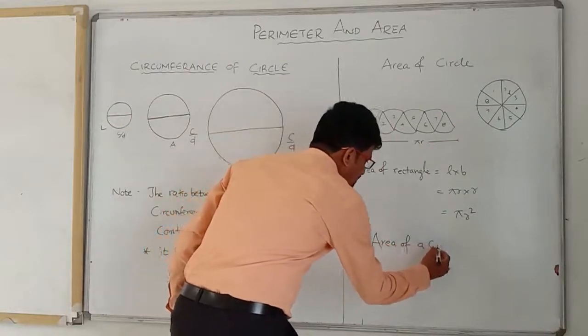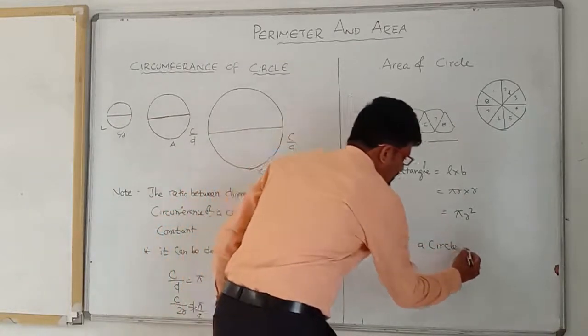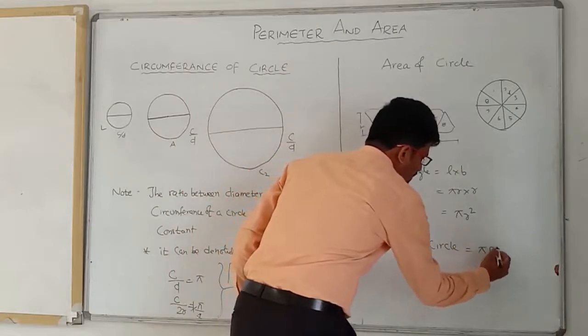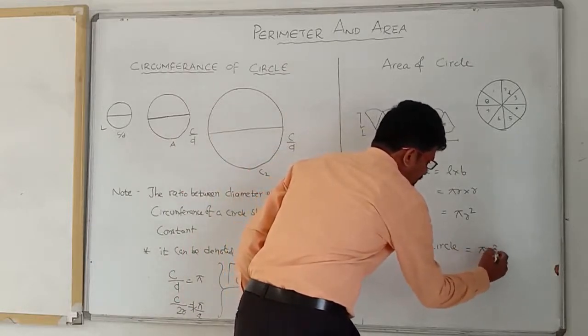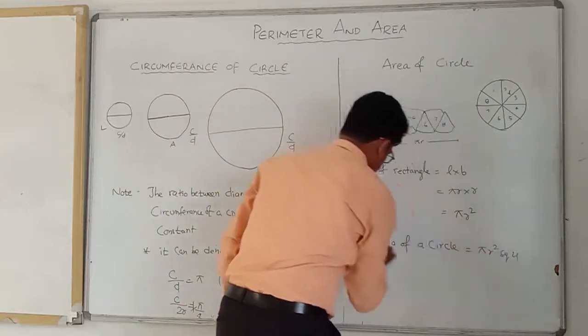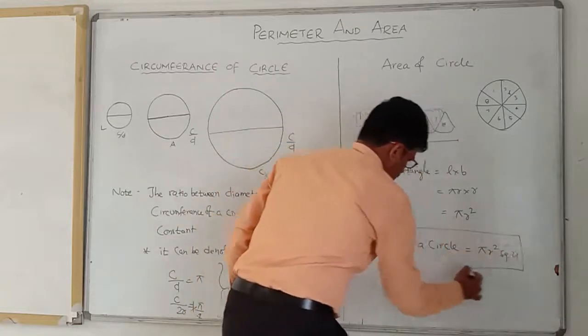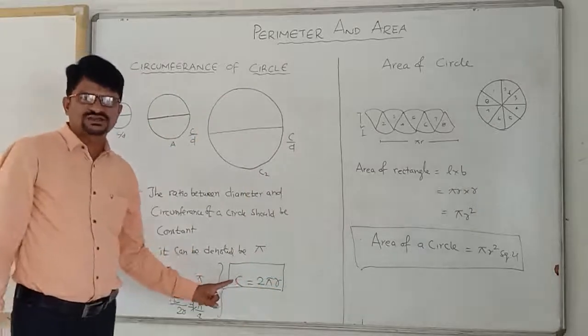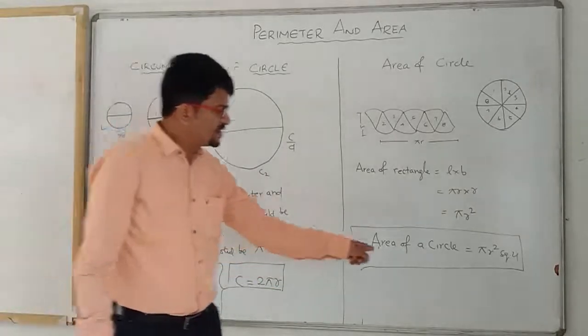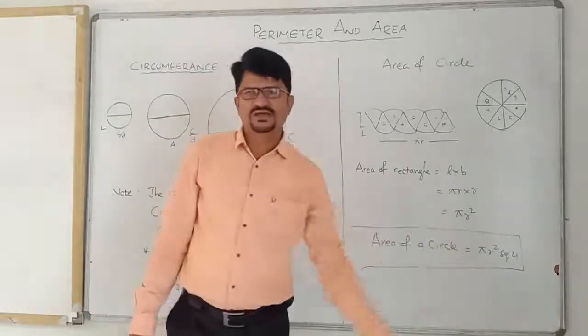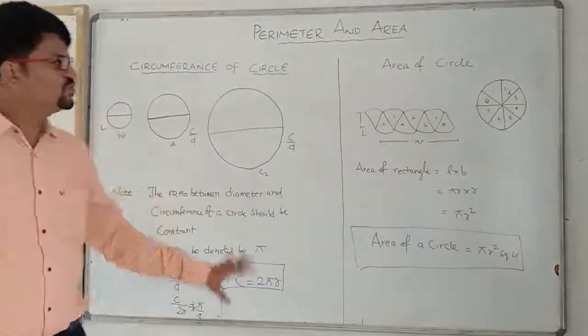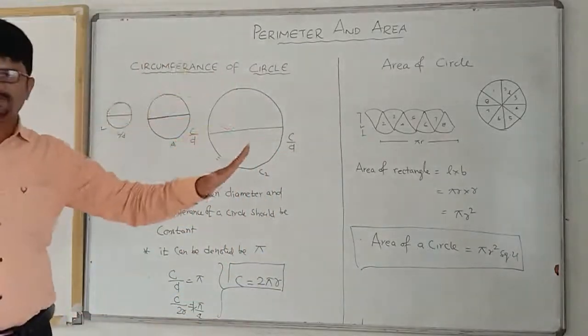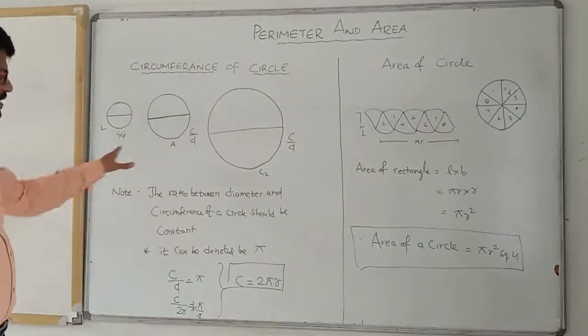Therefore, the area of a circle formula is pi r square units. This is the formula. And this is the circumference of a circle formula, 2 pi r, and the area of a circle formula, pi r square. Clear, children? These two you can do as an experiment activity. Okay, write this, all of you.